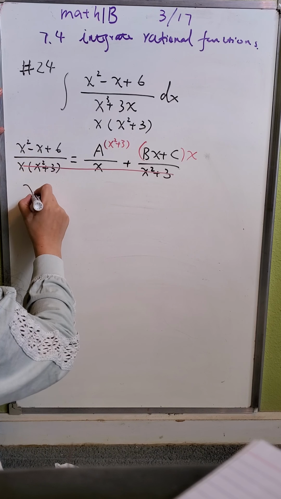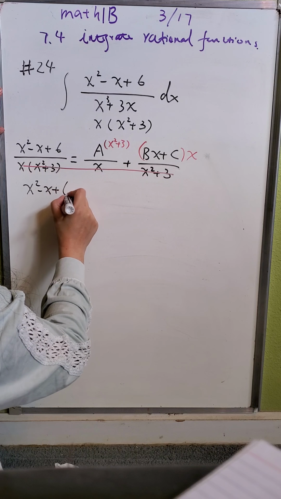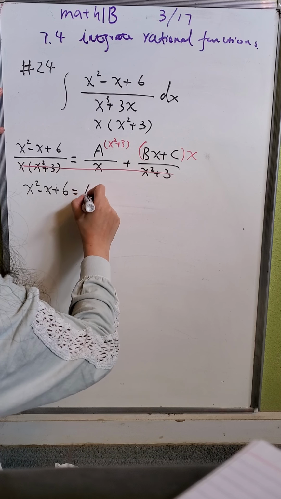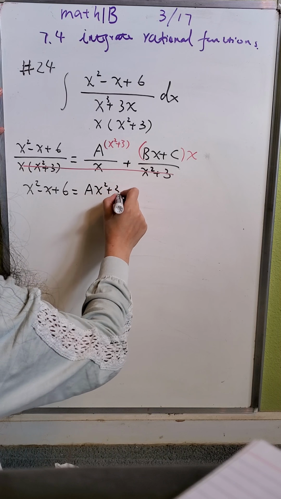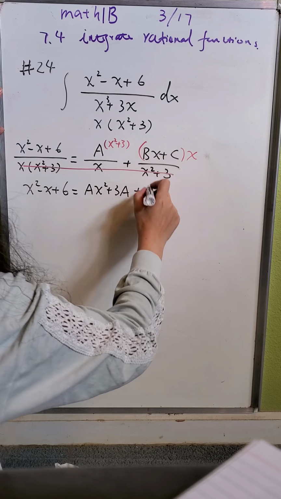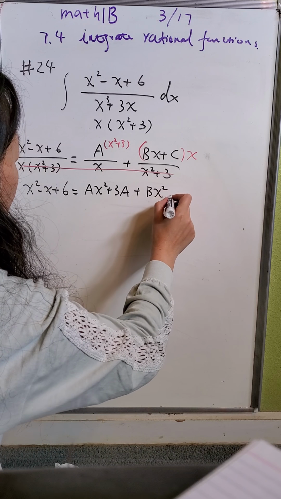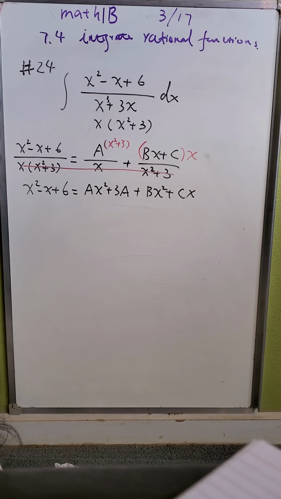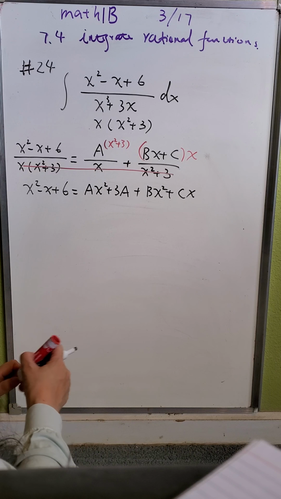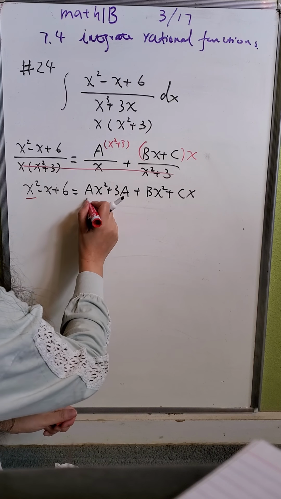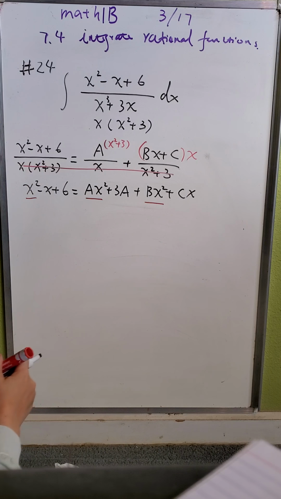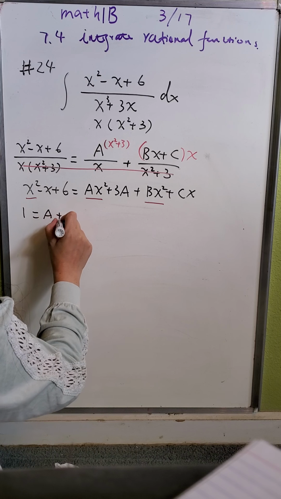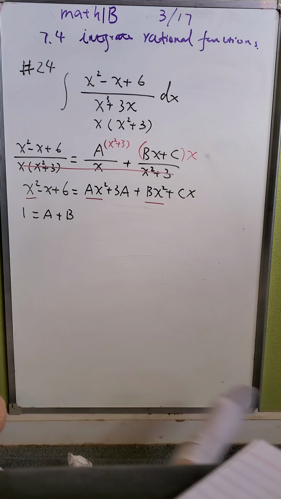And this will be x squared minus x plus 6 equal to, then you distribute: ax squared plus 3a plus bx squared plus 3cx. And now we're going to pair them up. We look at the x squared terms, all the x squared together, just the coefficients paired together. So it's 1 equal to a plus b. So that's your first one.